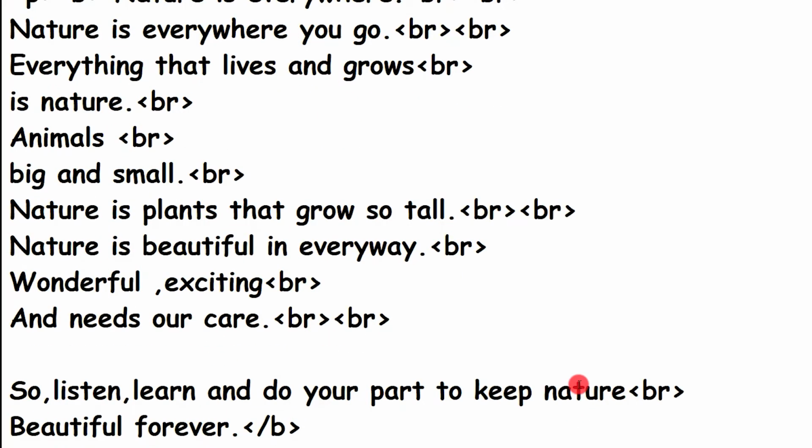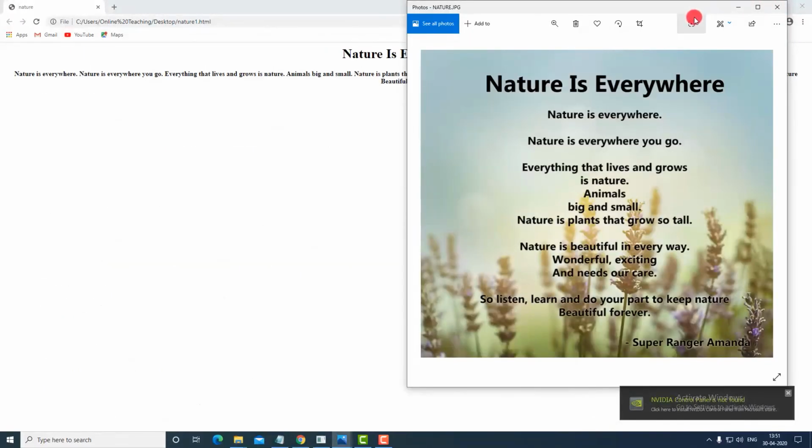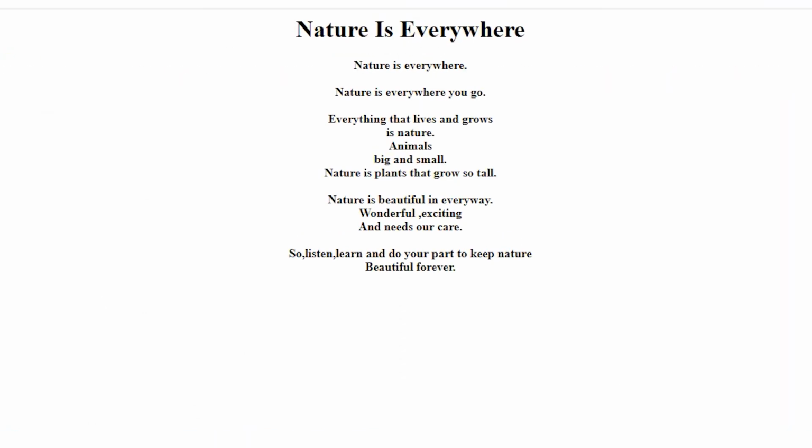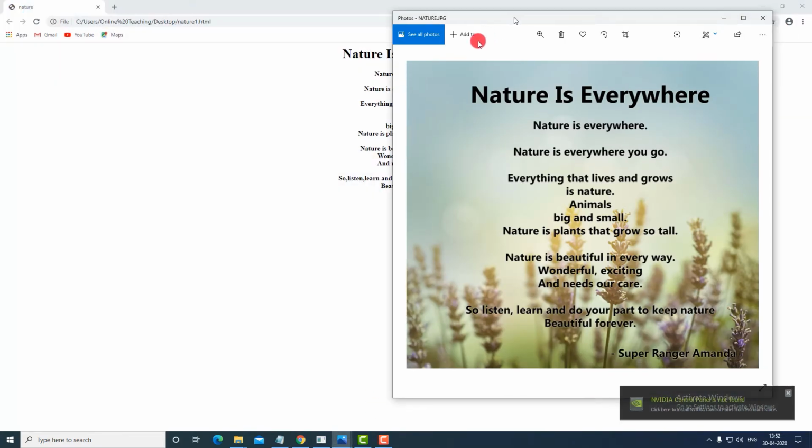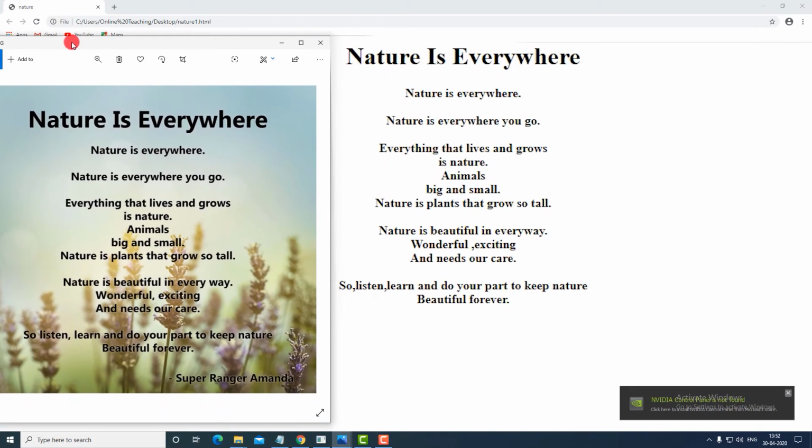Now let us see the outcome. Does it make any change? Now I press Ctrl S, I minimize this, and now let me refresh this. Right, you can see it has come in exactly the same way as it was written over here. You can see nature is everywhere, nature is everywhere. The same amount of spacing has come here. It has all become bold, and now it is in the center also.